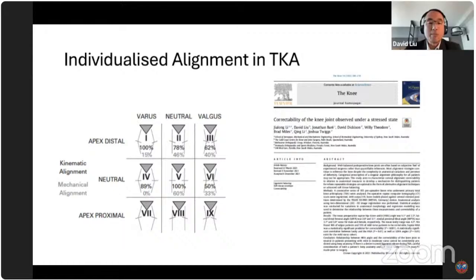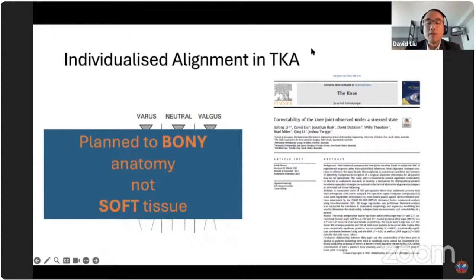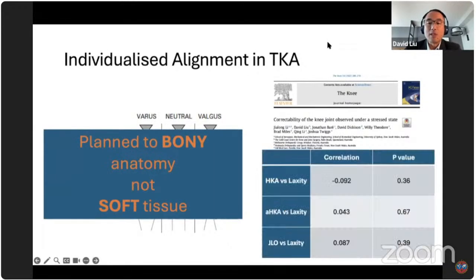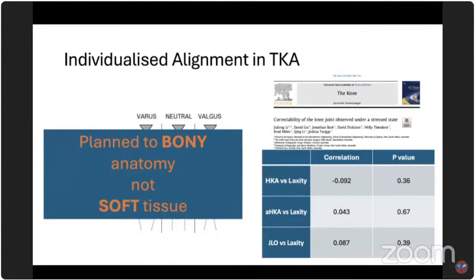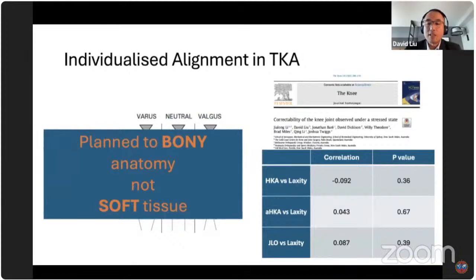The reason I don't go pure kinematic and I go functional alignment is because whilst I see the value in bone phenotyping and particularly the joint line obliquity, in my experience, the bony phenotype doesn't tell the whole story. In our cohort of patients, we commonly observed that the bone phenotype alone only had a moderate correlation with a patient's varus valgus laxity of their knee. So the same patients could have a similar bone anatomy, but very different ligament behavior.